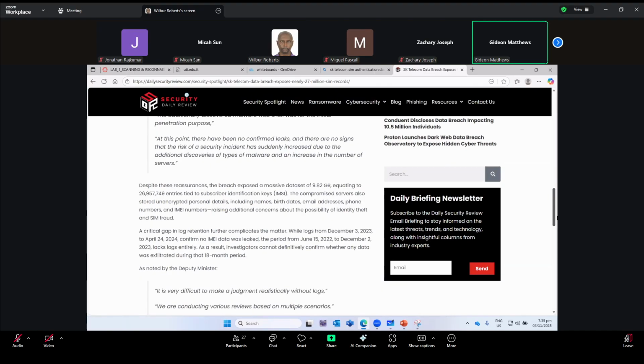They exfiltrated the USIM data, user data. And here it says the compromised servers also stored unencrypted personal details, including names, birth dates, email addresses, phone numbers. Good. You see that? This is the next site I went to. And usually plenty different security sites do put up these breaches.